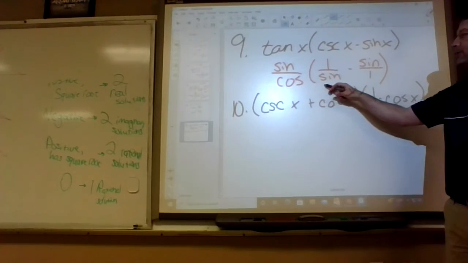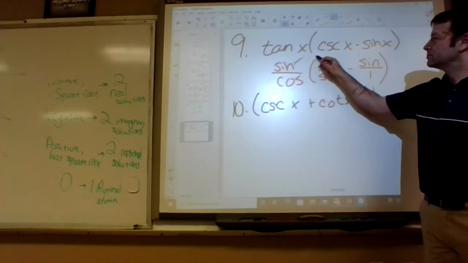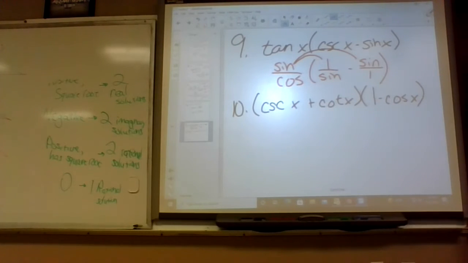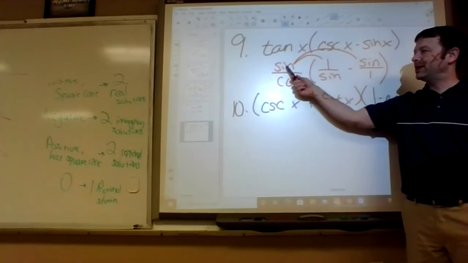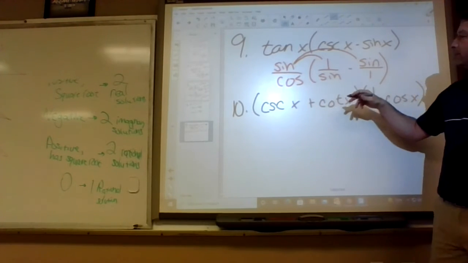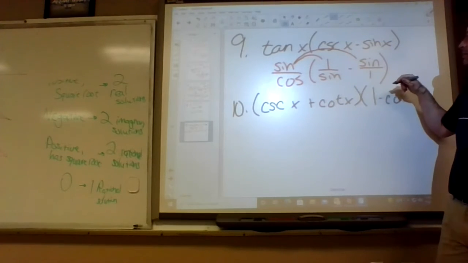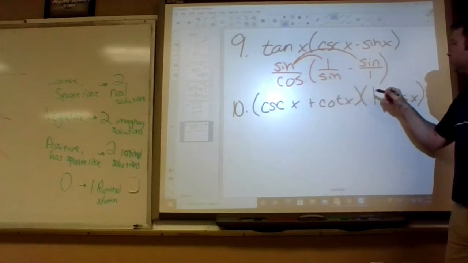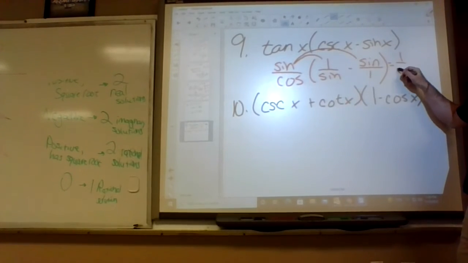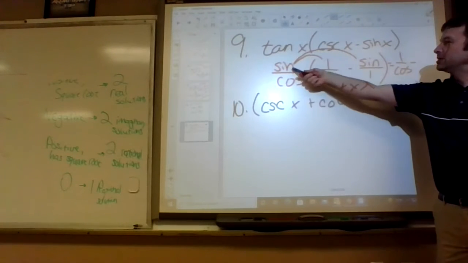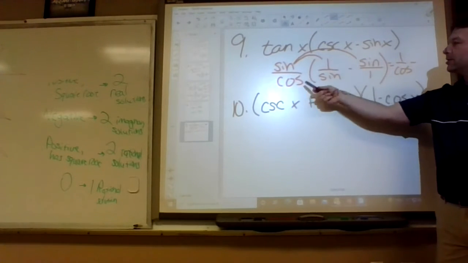Did you guys get this part? That's where we got. When you're multiplying, with the distributive property, the sines can cancel out, right? So that would be 1 over cosine. You guys see what I'm doing here? 1 over cosine. Where's the other one? This one will be minus sine squared over cosine.